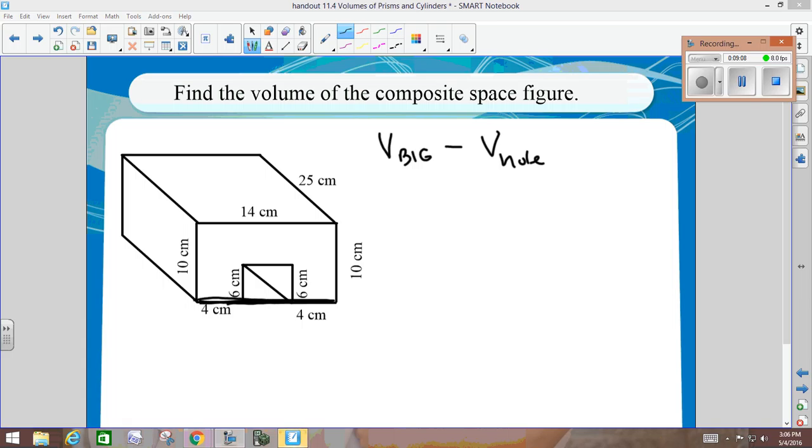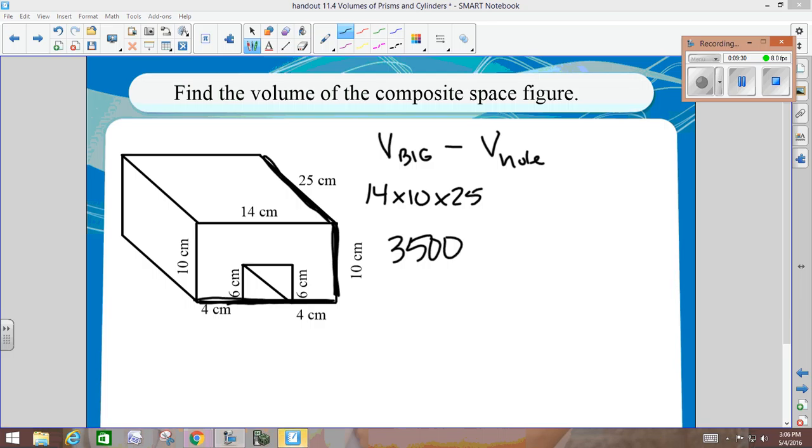How long is that all the way across, left to right? 14. And then, I don't know, we'll say that this is the width of it. I did the 10. And then the depth of it would be what? Okay. So 14 times 10 times 25 would give us 3,500. So that'd be the whole thing.